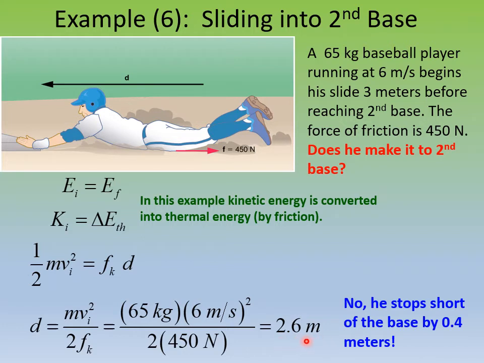Well, that's less than 3 meters. So he stops short of the base by 0.4 meters. In other words, he started his slide too early, and he would just come to a stop and probably get tagged out, and the fans would boo him and all that.